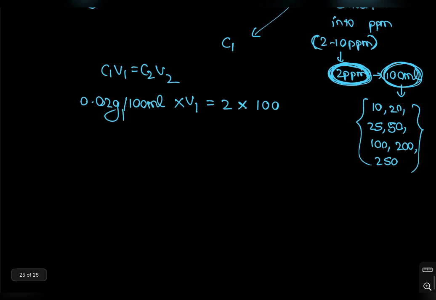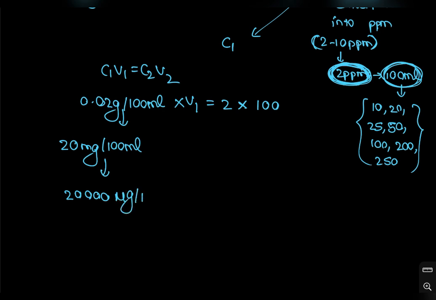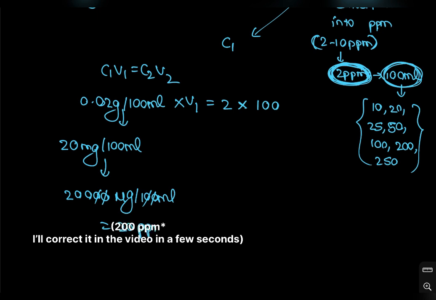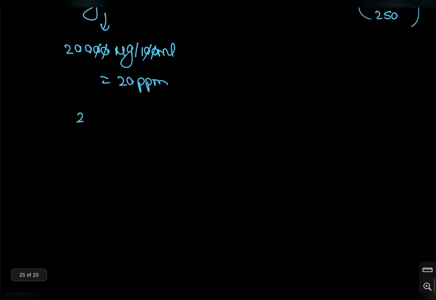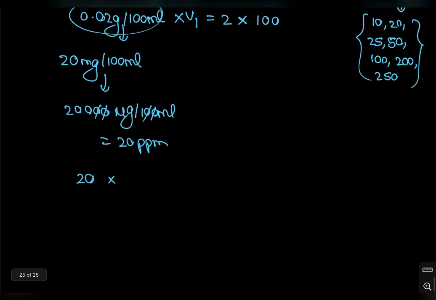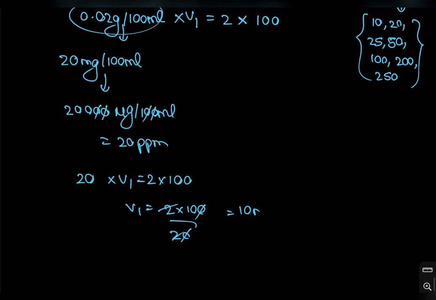First we have to convert this into ppm, which will be 20 mg per 100 ml, which will be 20,000 micrograms per 100 ml. Just cancel this out and you have 20 ppm. So this entire term is equivalent to 20 ppm. So you write down 20 into V1 is equal to 2 into 100. Now you get V1 as 2 into 100 upon 20. Cancel this out, 10 ml.